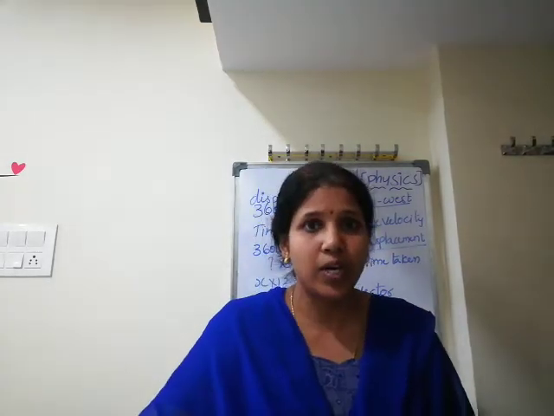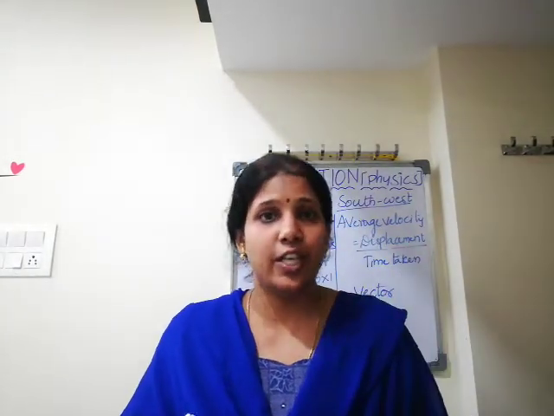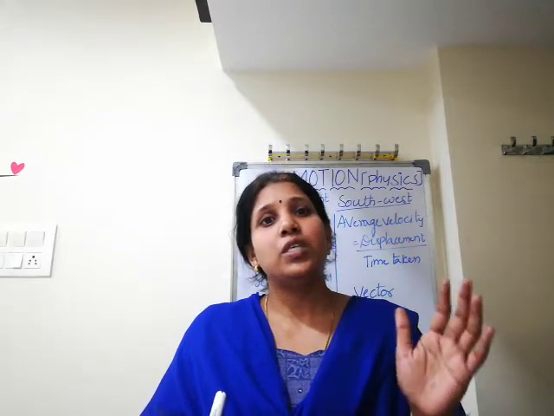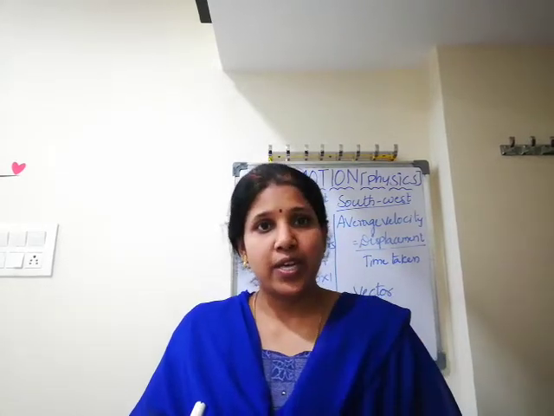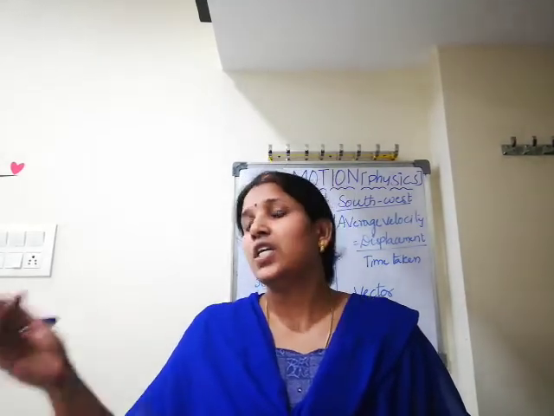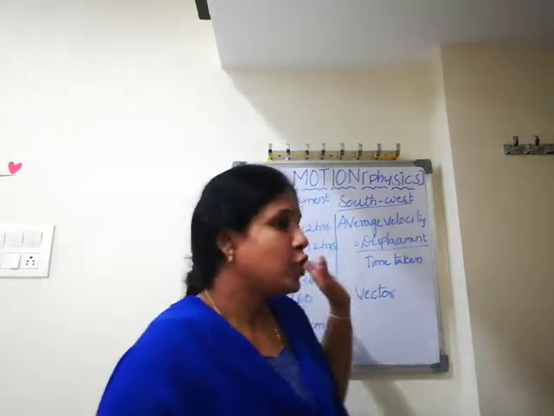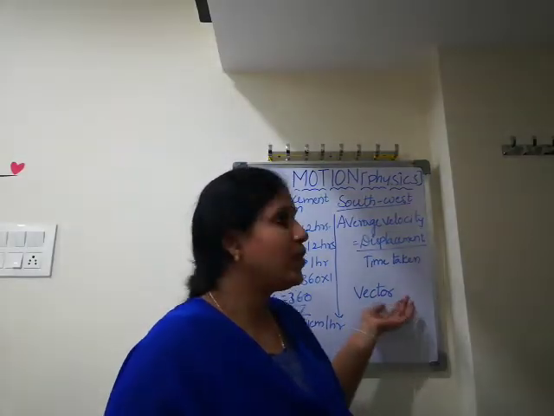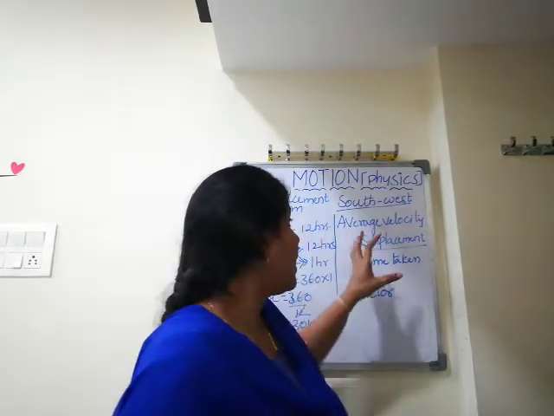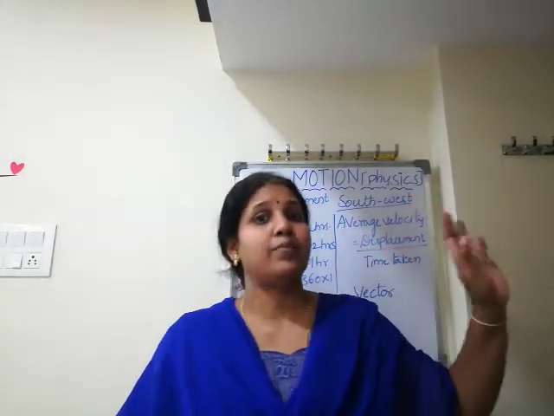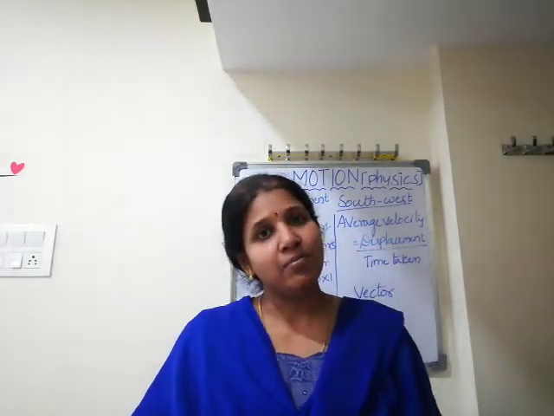This question is very, very important. Differentiate between average speed and average velocity. First you have to write the definition. Definition for average speed: the distance travelled by an object, or the distance covered by an object in unit time, is average speed. Displacement of an object in unit time is called average velocity. Average speed is a scalar quantity and average velocity is a vector quantity. Yes or no? Next one, the average speed formula is equal to total distance by time taken. Average velocity is displacement by time taken.